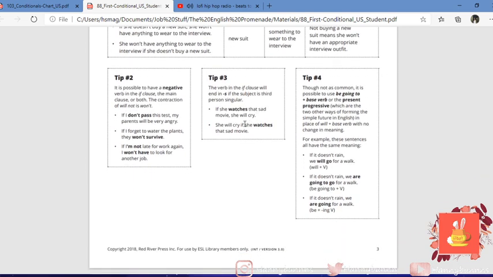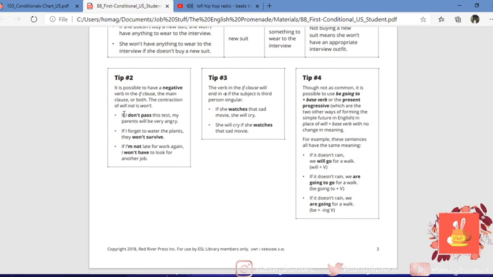All right, so tip 2, 3, and tip 4. Number 2: it is possible to have a negative verb in the if clause, the main clause, or both. The contraction of "will not" is "won't". So, if I don't pass this test, my parents will be very angry. If I forget to water the plants, they won't survive. If I'm not late for work again, I won't have to look for another job.